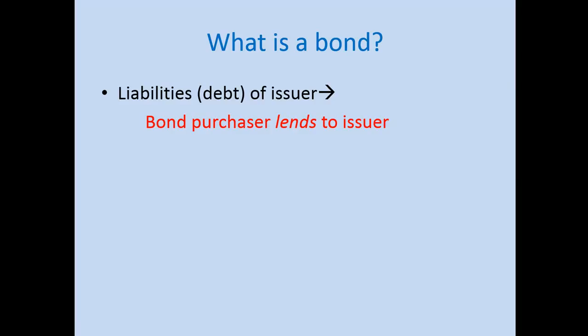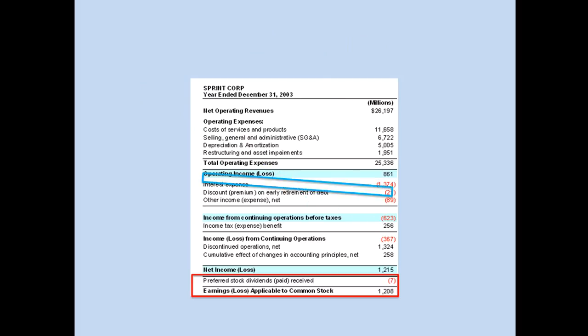So what is a bond? We've been through this a little bit, but they're liabilities of the issuer. So they're debt to firms. So if a firm sells a bond, they are essentially borrowing from the bond purchaser. We saw this on Sprint's income sheet, where we see sales, and out of sales, before any profits are paid out in dividends to stockholders, we have to take care of the interest expense.